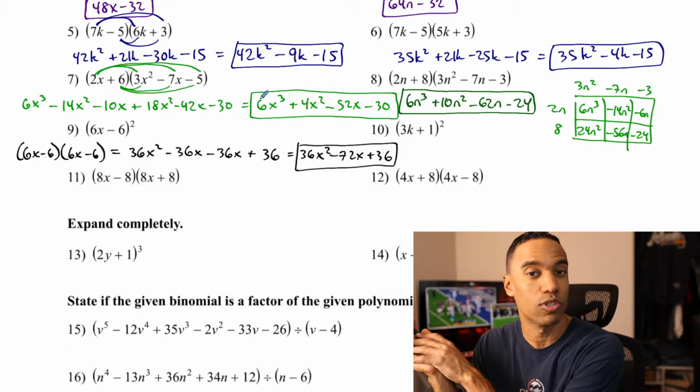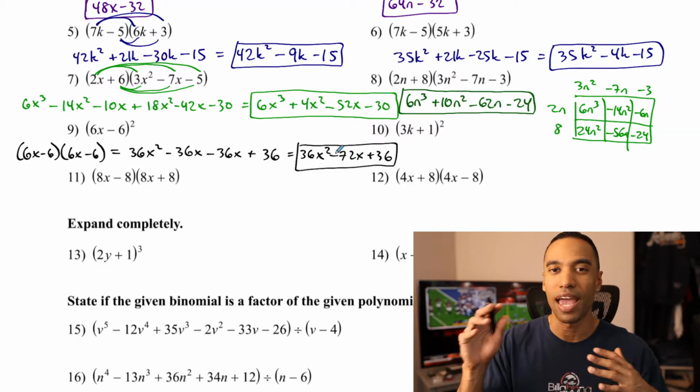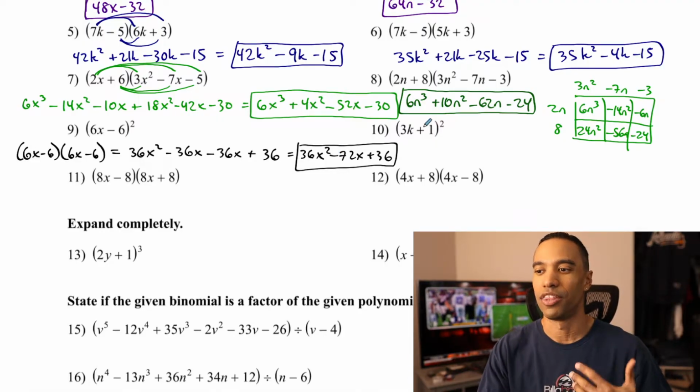Now, that's not generally how I will do these problems that are squared. I'm showing you one version of why it is not just the two terms, a squared minus b squared, or a squared plus b squared. There are more terms there.